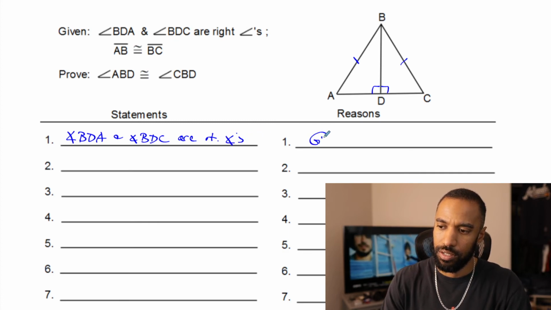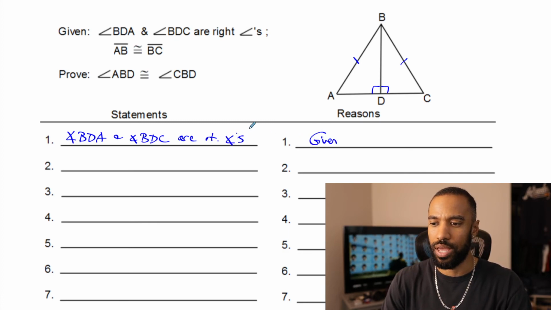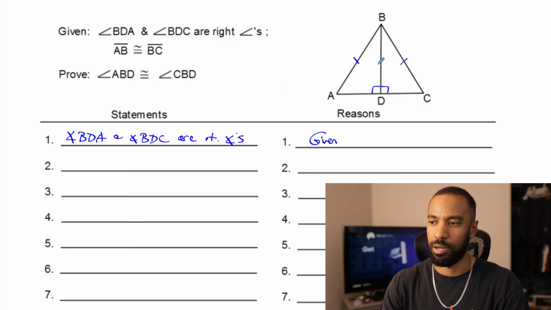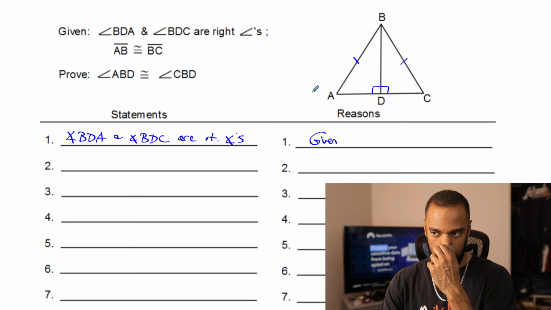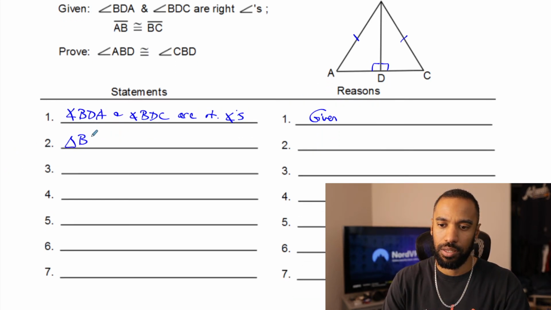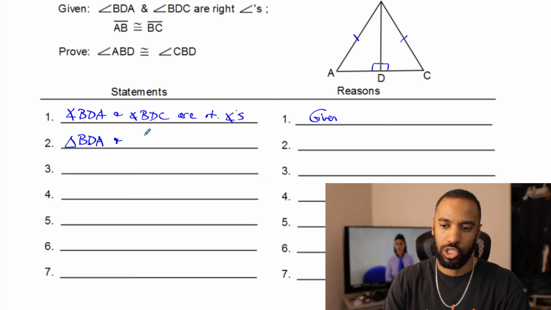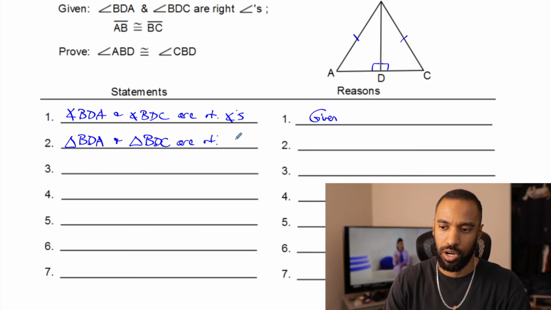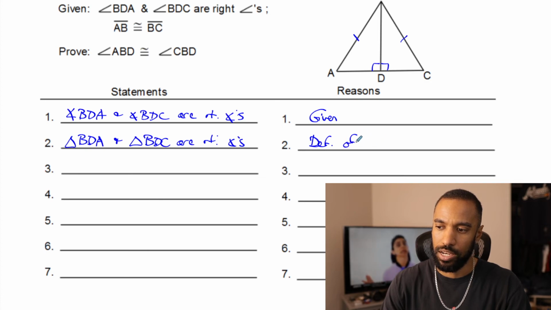That's given. Now it looks like I'm going to go through the HL bit here. I'm going to end up showing this is congruent by reflexive properties. That's an HL bit. So I want to say that these are right triangles as well. Triangle BDA and triangle BDC are right triangles by definition of right triangles.